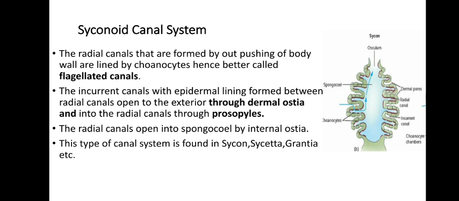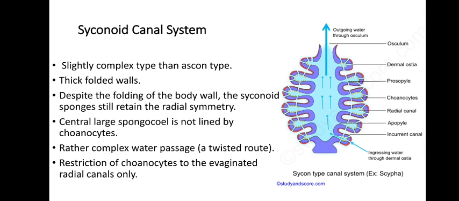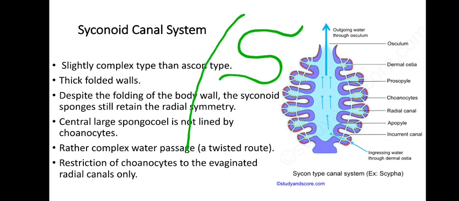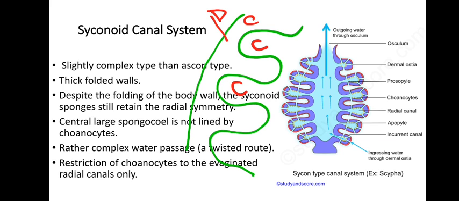What has happened? Let me just draw it here. Let me take a color pen. So this is the asconoid type, the same body wall. In case of the syconoid type, it is folded. See, this side is the choanodermal area, this is the pinacodermal area. Now you see the choanodermal area is folded inward like this, and the pinacodermal area is present outside. That means this is one canal, this is another canal, both having a dead end.